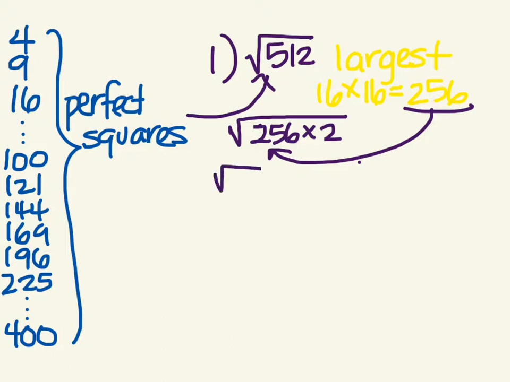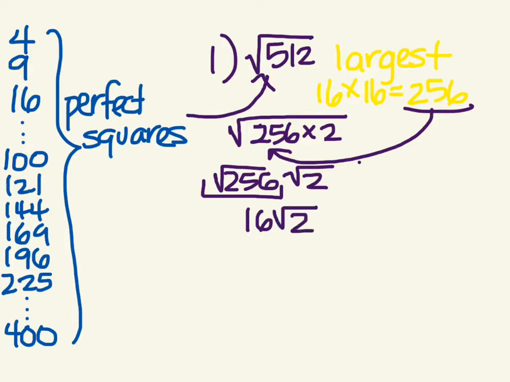Now you want to break this up. You have the square root of 256 and you have the square root of 2. Well, the square root of 256, lucky for us because it's a perfect square, is the beautiful number 16, which you will get if you plug it into your calculator. And the square root of 2 is not a perfect square, so I'm just going to leave it alone and put the square root of 2 right next to it. So that is our final answer, 16 square root of 2.